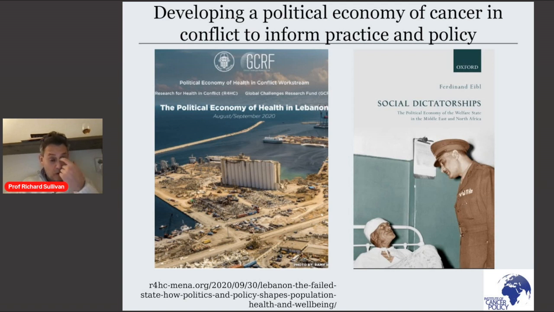And again, it's well worth going and looking on the Research for Health in Conflict MENA.org website. There's a whole load of these reports that have now been put out on Lebanon, Jordan, Turkey as well. Tezer may talk a little bit more about that in a moment. But these are really important because it pulls together a lot of the extant knowledge about how to drive cancer and palliative care as both a research area and also a community of practice within conflict settings.